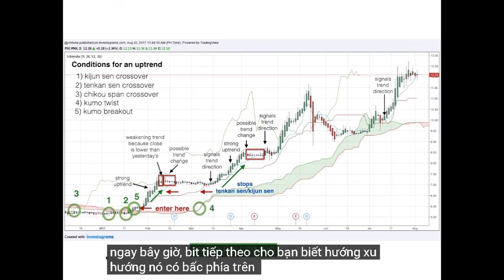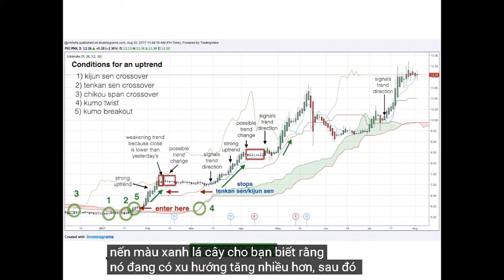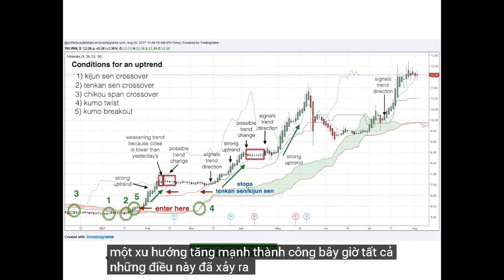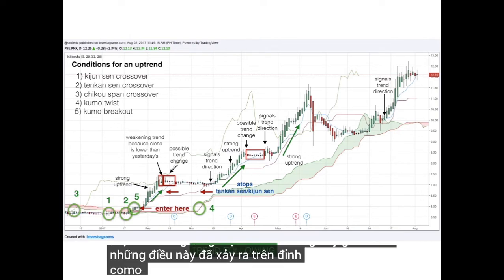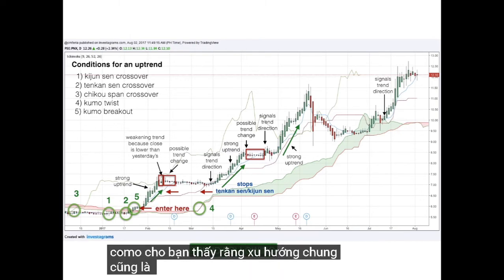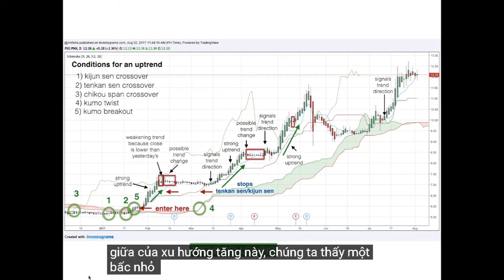Now, this next wick told you the trend direction. It had an upper wick on a green candlestick, which tells you that it is in for more uptrend. Then we have a succeeding strong uptrend. Now, all these things happened on top of the Kumo, which shows you that the general trend is also an uptrend. In this part, in the middle of this uptrend, we see a small body with upper and lower wicks.